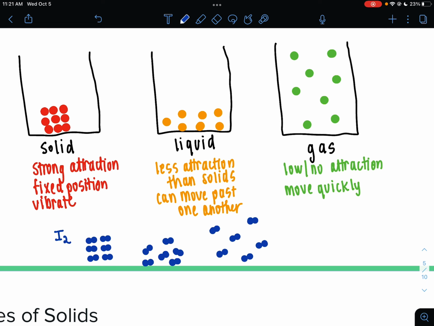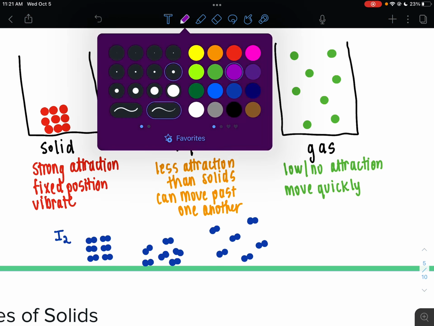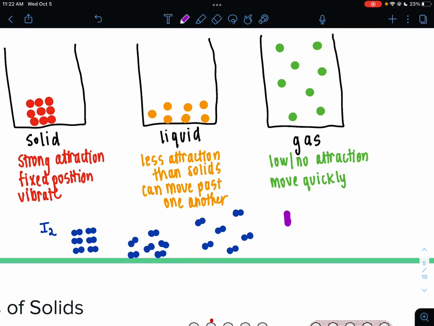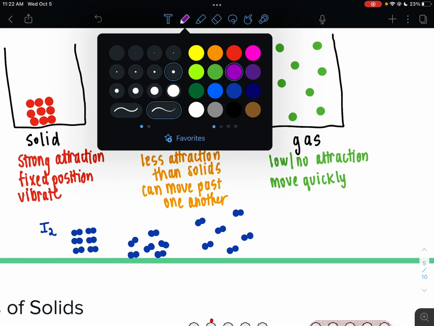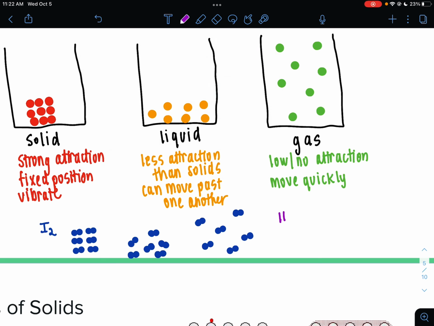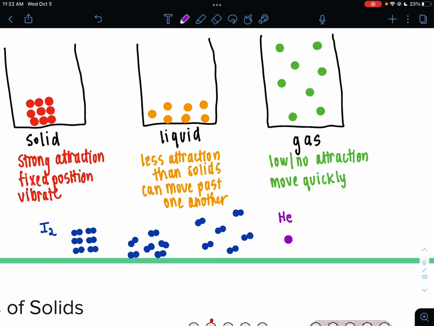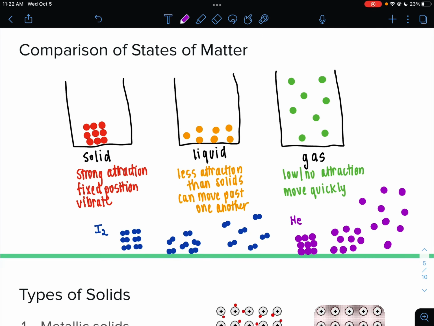If it was something that wasn't a diatomic, like, I don't know, helium, well, we would show helium as just a single atom. So again, as a solid, it would be more like the pictures that we have. They would all be really close to each other. As a liquid, and then as a gas. So be able to show the 3 states of matter, or at least show a change between them. And remember that when you are changing between them, it is a physical change.